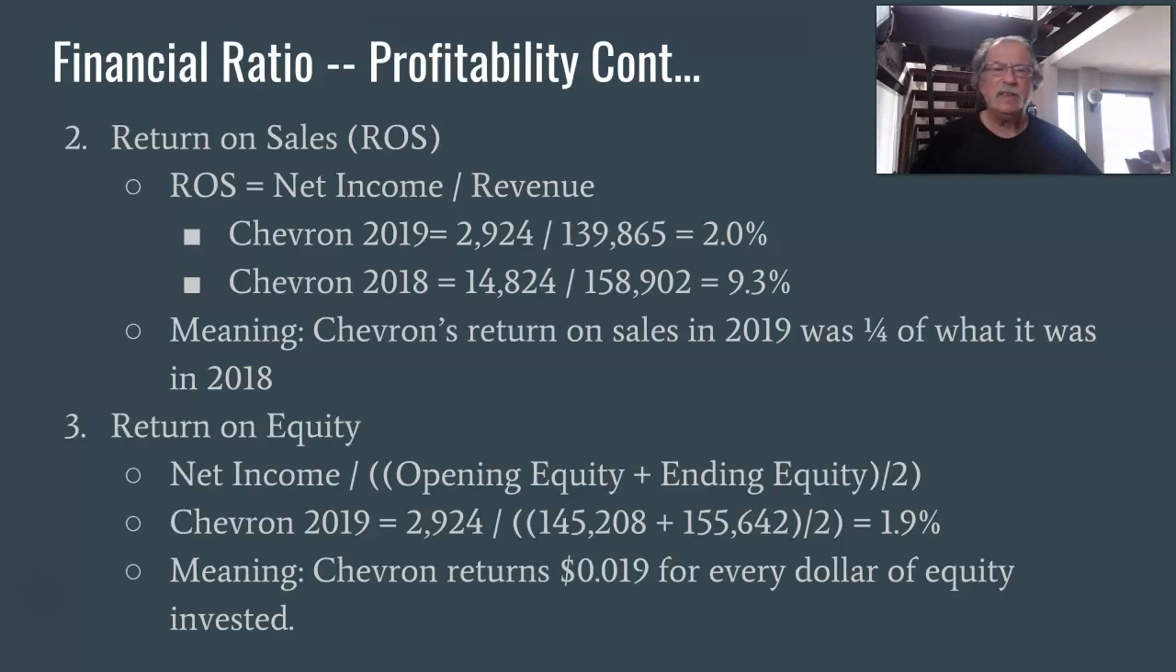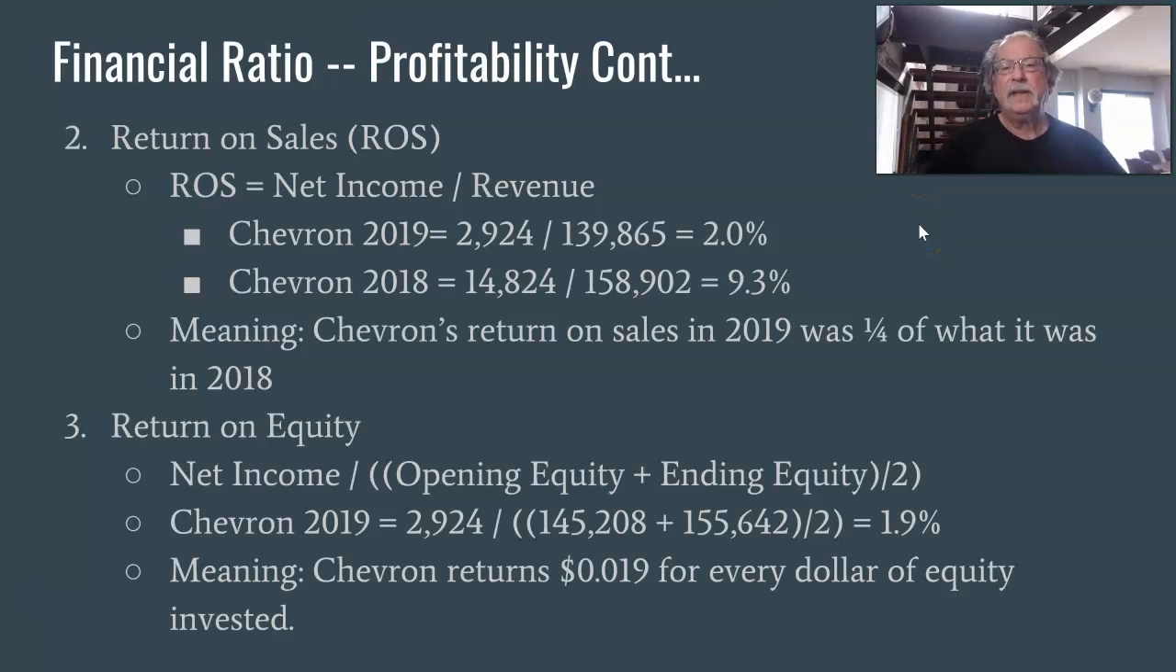And then we have some numbers that analysts like to look at. Return on sales. Now this is a number that varies from industry to industry, and analysts love to look at this. In 2019, Chevron had a return on sales of 2%, and in 2018 it was 9.3%. That's a tremendous difference. So if I was looking at Chevron as an investment, I would go in and ask what changed from 2018 to 2019. What changed was the price of oil dropped quite a bit in 2019, and therefore the profitability was significantly less.